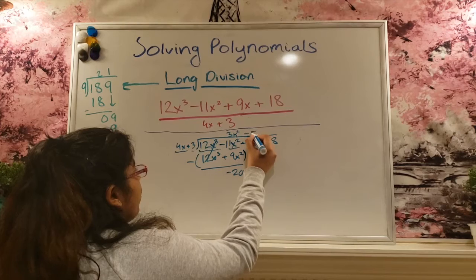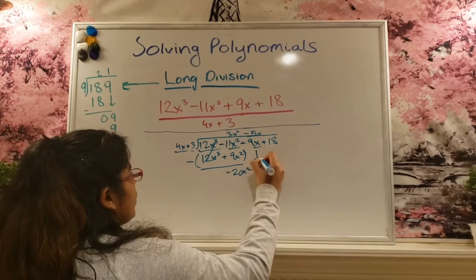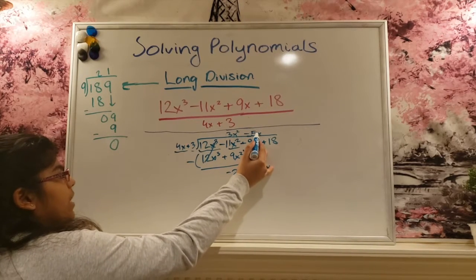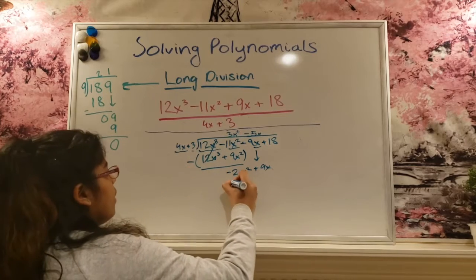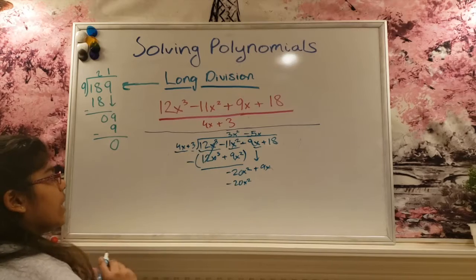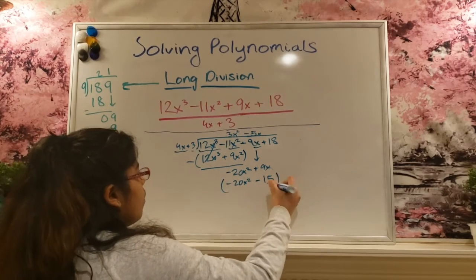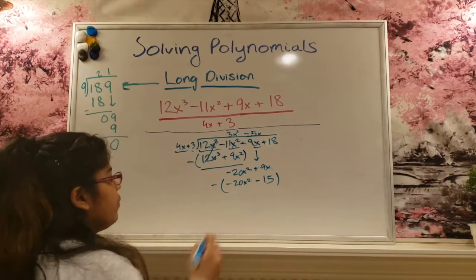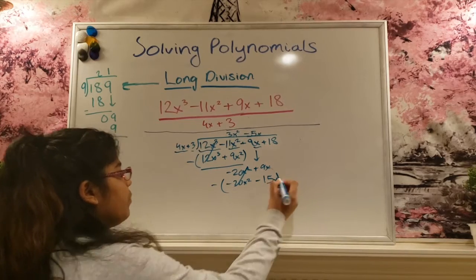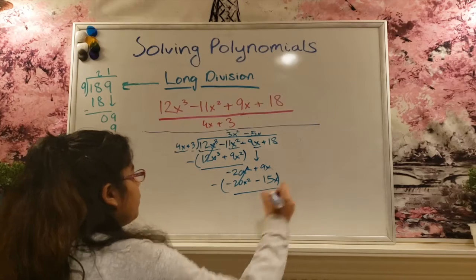Now 4x goes into negative 20x squared negative 5x times. So we put negative 5x over here above the like term, and we're going to bring our positive 9x down here. Negative 5x times 4x is negative 20x squared, and negative 5x times 3 is equal to negative 15. Multiply all of this by a negative. These two cancel out, and 9x plus 15x is equal to 24x.